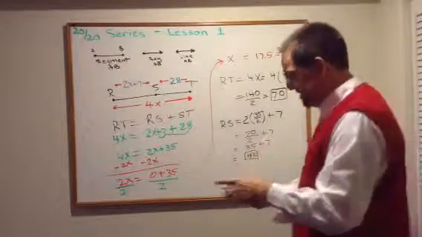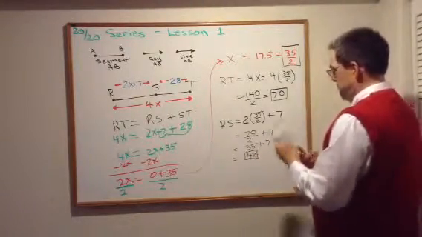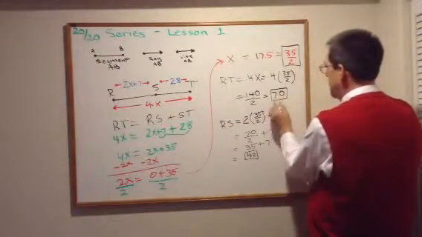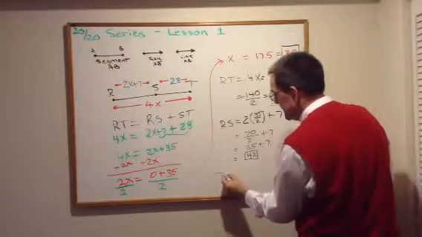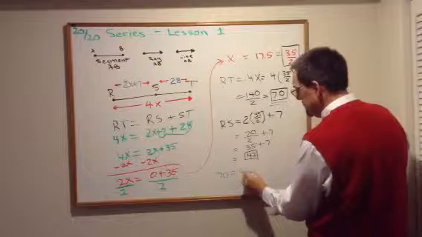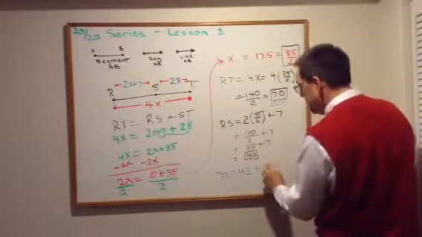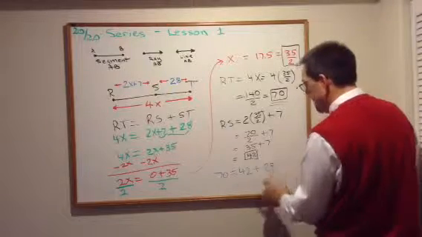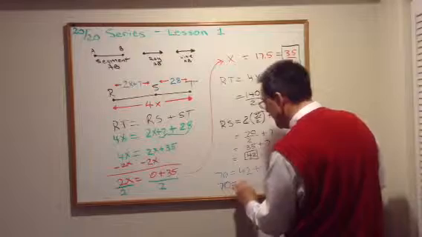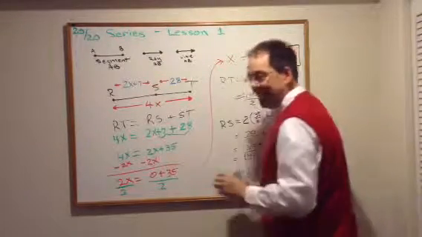Let's check our answer and see if we did it right. RT, 70, equals RS plus our ST, which we were given at the beginning, 42 and 28. 70 equals 70. Nice.